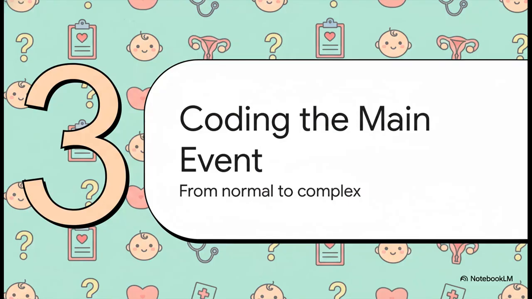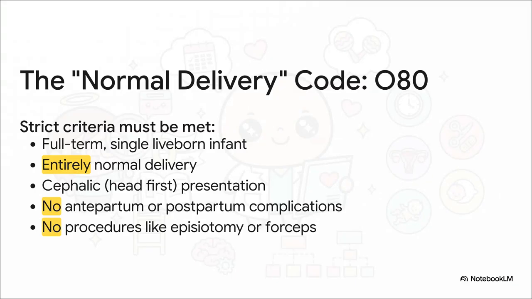And now for the main event, coding the delivery. This is where paying attention to the details in the medical record becomes everything. Let's start with the baseline, the definition of a so-called normal delivery, which is actually very strict. This is code O80. It's for a completely, totally, 100% normal and uncomplicated delivery.